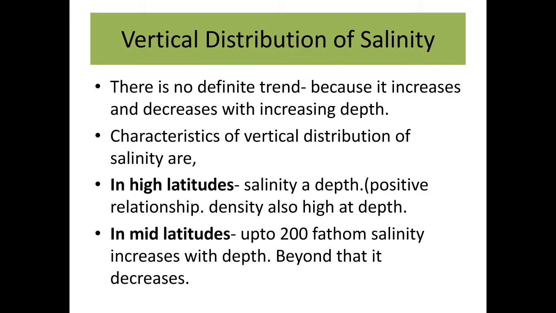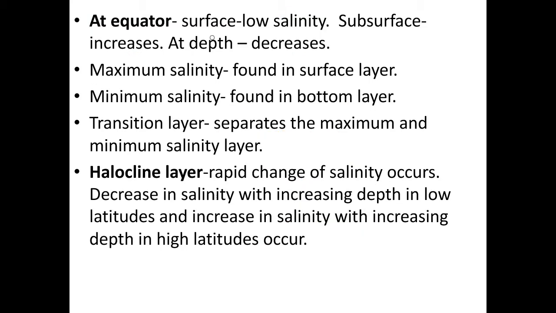Vertical distribution of salinity: there is no definite trend because it increases and decreases with increasing depth. The characteristics of vertical distribution are: in high latitudes, salinity and depth have a positive relationship. If salinity increases, density also increases, because both have a positive relationship. In mid latitudes, up to 200 fathoms, salinity increases with depth, and beyond that it decreases. At the equator, surface salinity is low because of higher precipitation. In the subsurface region salinity increases, and at greater depth it decreases again.